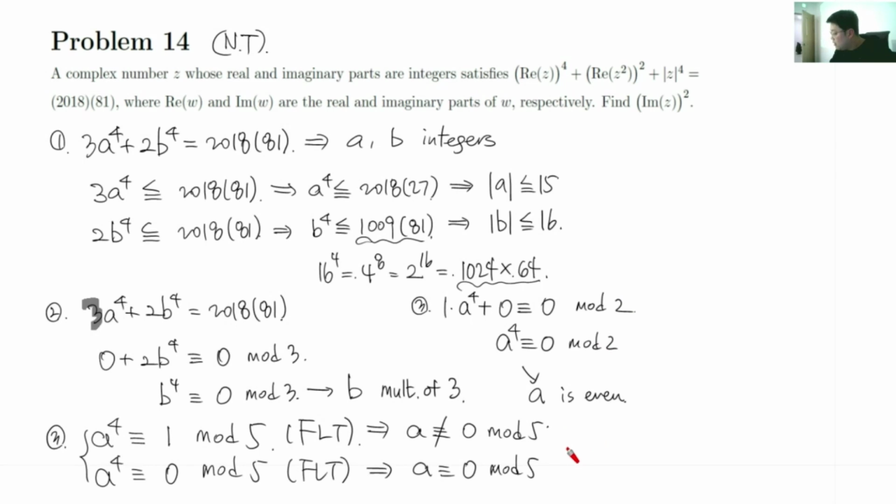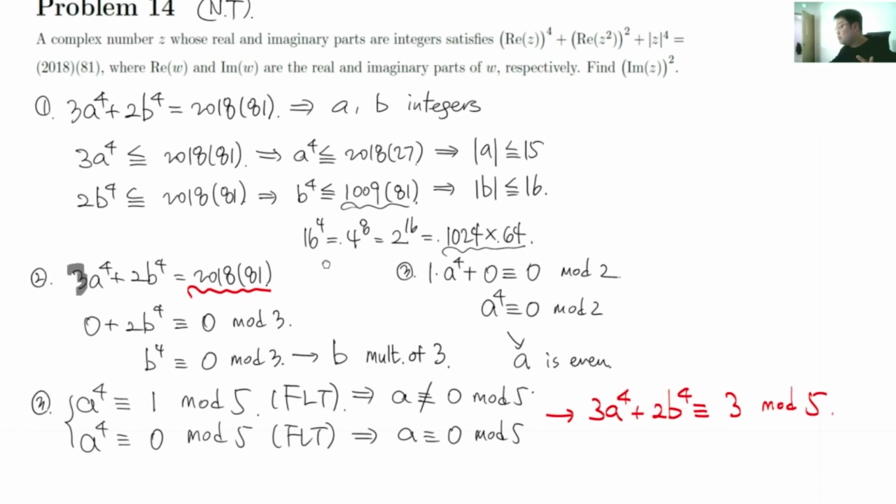What do I know about 3a to the power of 4 plus 2b to the power of 4 in mod 5? Let's calculate in mod 5. What happens? What is this? 2 to the power of 18 divided by 5, we have the remainder of 3. What's 81 divided by 5? 1. Then this becomes 3 mod 5. We get something about mod 5. And I need to come up with the solution. You have to focus on this. This is a really important part.